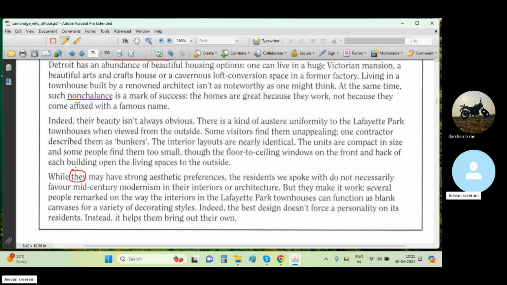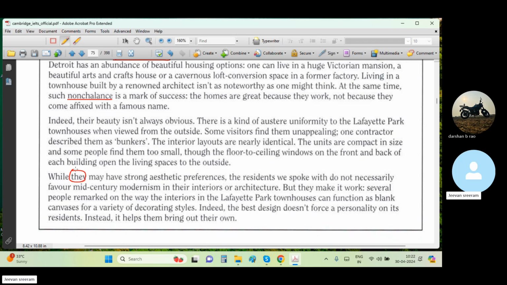The mid-century modernism can be seen in the townhouses. All the residents may or may not like it, but they make it work. Although they don't like the mid-century modernism incorporated in the townhouses, they're able to use it. They are able to make use of the interiors of the houses.